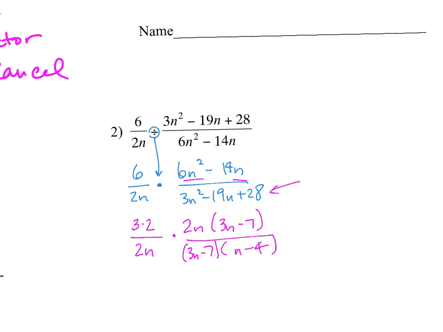Okay, so now I'm looking for things top and bottom that are identical or opposites that I can cancel. So I see a 2n top and bottom. I see a 3n minus 7 top and bottom. And I don't see anything else that I can cancel. So when I multiply what's left, on the top I have a 6, and on the bottom I have an n minus 4.